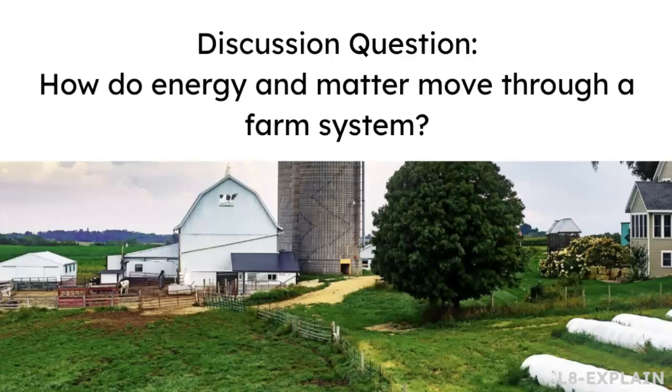In the Explain portion of the lesson, students will engage in a class discussion about their observations and learning from the activity. Use the provided questions to guide your discussion around the question, how do energy and matter move through a farm system? The goal of this discussion is to analyze student observations in order to help them understand the amount of energy and matter can differ based on the design of the farm.